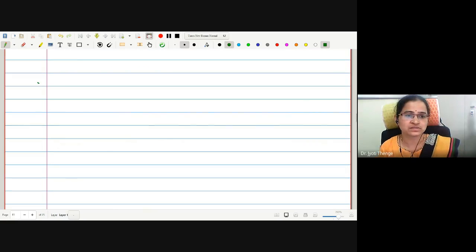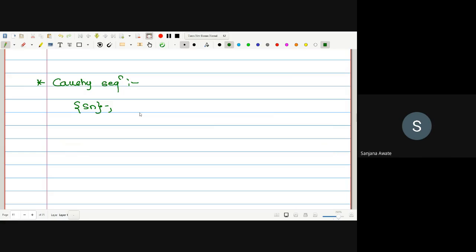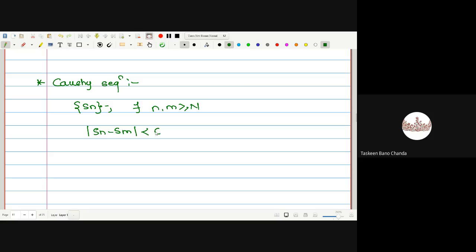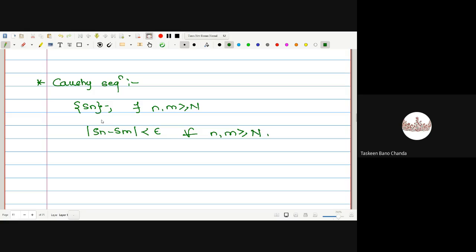What about a Cauchy sequence? Do you know the Cauchy sequence? The sequence Sn is said to be Cauchy if for every epsilon greater than 0 there exists an N such that the modulus of Sn minus Sm is strictly less than epsilon, for all n, m greater than or equal to N, where N is a natural number.